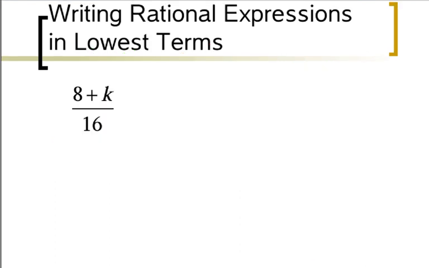Now I show this next example just to remind you that there are some nice problems, but when you see a problem like this, you've got to realize that there is not really anything you can do to put this in lower terms. Sometimes it happens where there's no factoring or any canceling that can be done. There's not even a variable on the bottom that we have to worry about. So it's just a plus 8 plus k over 16, and that is lowest terms.